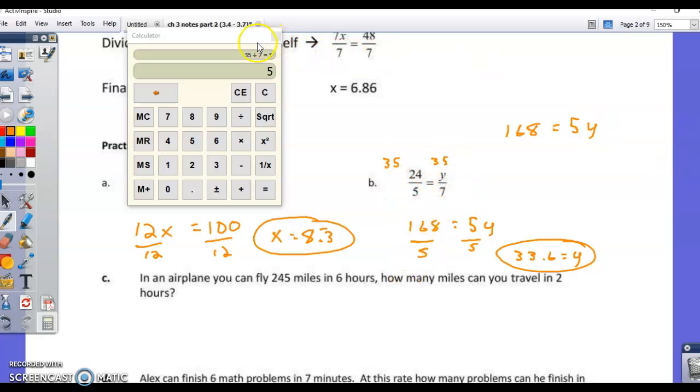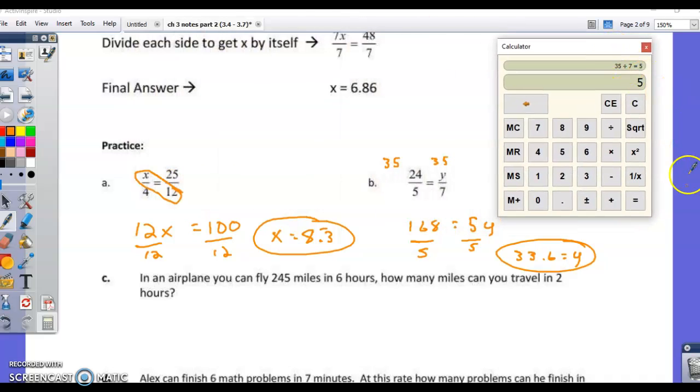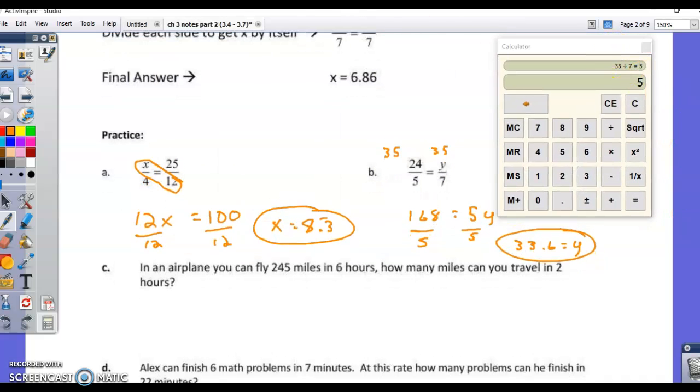All right, so now getting into when we would use this, we can set up proportions when we're trying to figure out some other types of problems. So for example, in problem C, it says in an airplane you can fly 245 miles in 6 hours. How many miles can you travel in 2 hours? Well, there's a couple ways we can do this. We can figure out the unit rate, which we've done before, right?